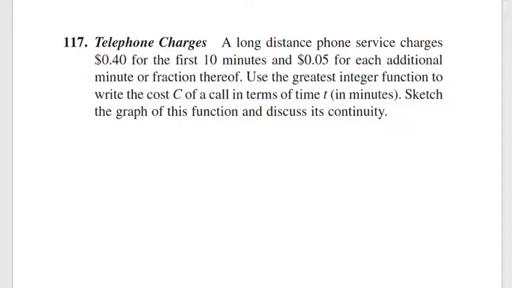So exercise 117 is definitely a step higher in difficulty, and I'm not surprised if a student or even a teacher reads this exercise and feels a little bit confused. It seems very difficult. A long-distance phone call service charges 40 cents for the first 10 minutes and 5 cents for each additional minute or fraction thereof. Use the greatest integer function to write the cost C of a call in terms of time t in minutes. Sketch the graph of this function and discuss its continuity.